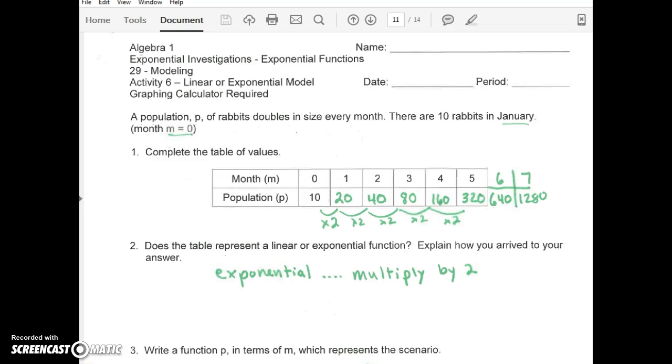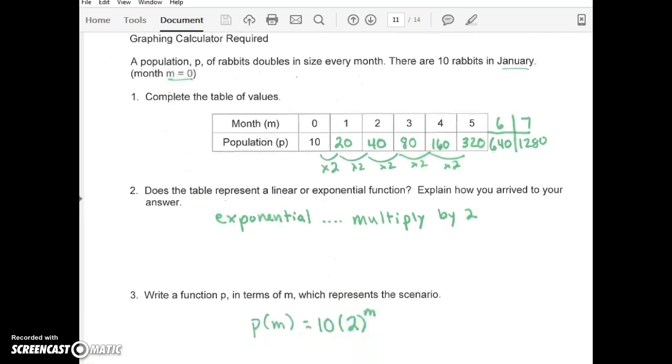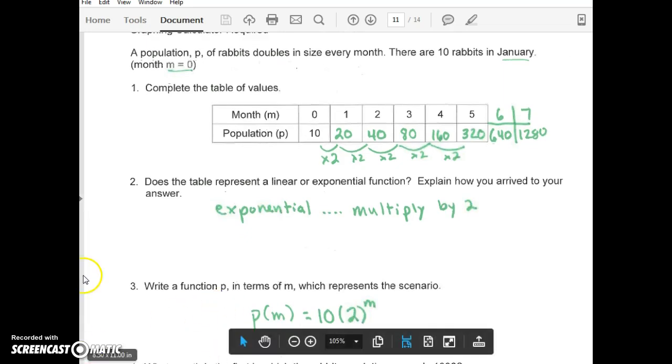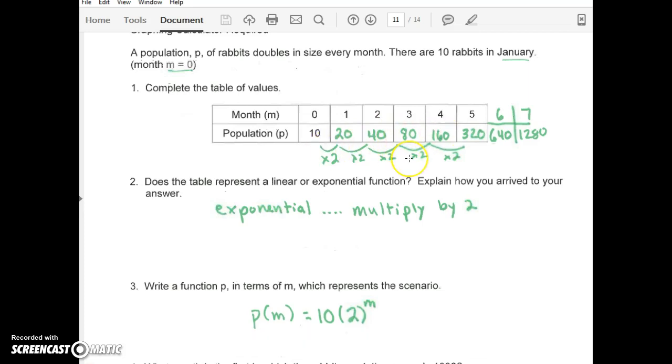So to complete the table of values, we take our population, which starts off at 10, and we double it every month. 20, 40, 80, 160, and so on. So we're multiplying by 2 to get our next values. So that is an exponential relationship. The reason we know that is because we're multiplying all of our values by 2 to get the subsequent population.